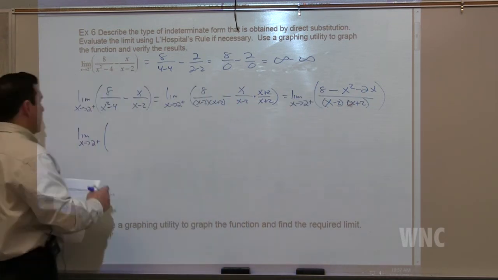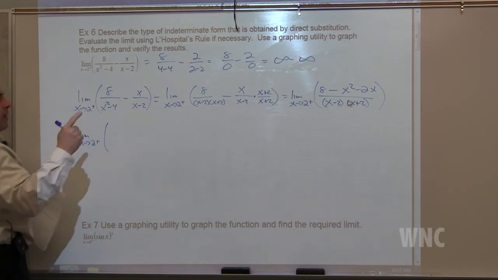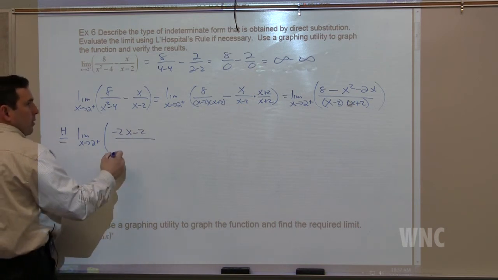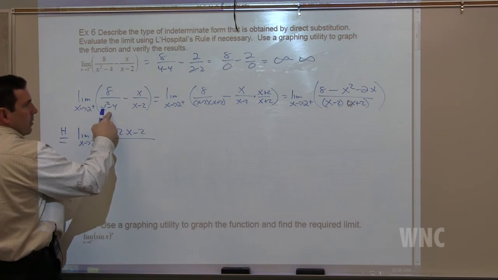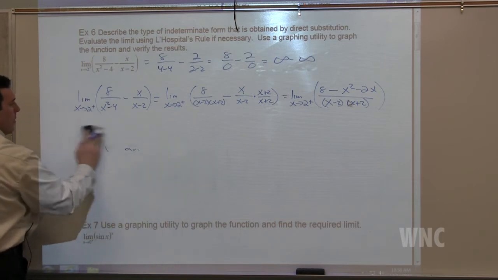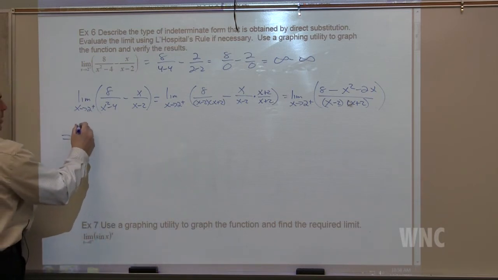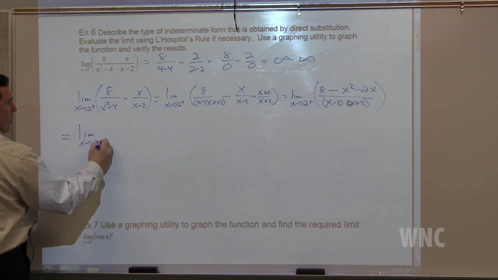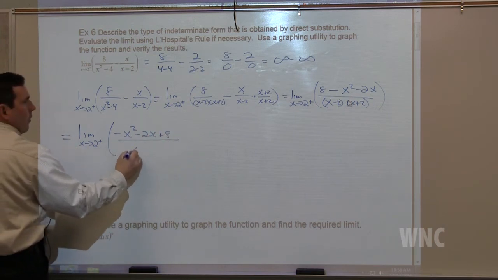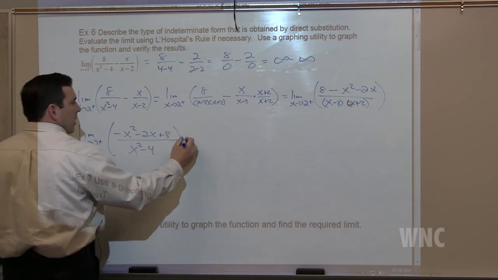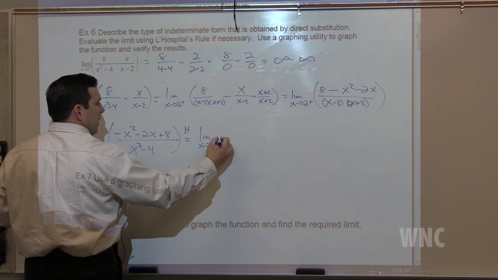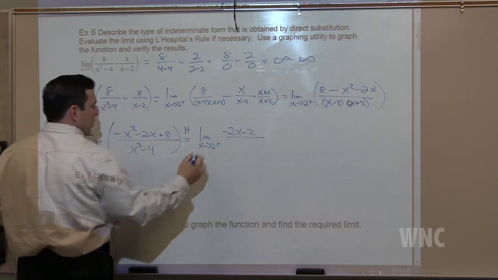L'Hopital's rule applies. So I'm going to apply L'Hopital's rule. The derivative of the numerator is negative 2x minus 2. And the derivative of the denominator is going to be, it was this originally, 2x. So maybe I should go back and do this in another step. I'm going to back it up. We call this limit as x approaches 2 from the right side of negative x squared minus 2x plus 8 over x squared minus 4. And that's going to be, applying L'Hopital's rule, the limit as x goes to 2 from the right side of negative 2x minus 2 over 2x.